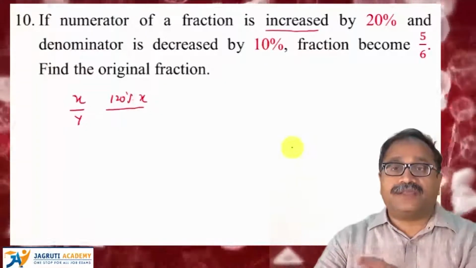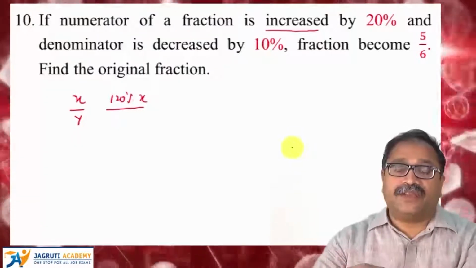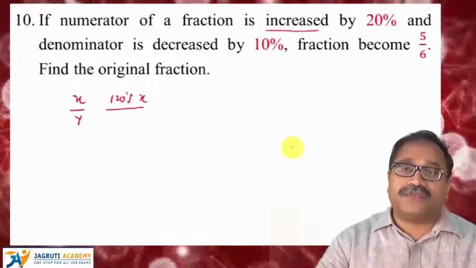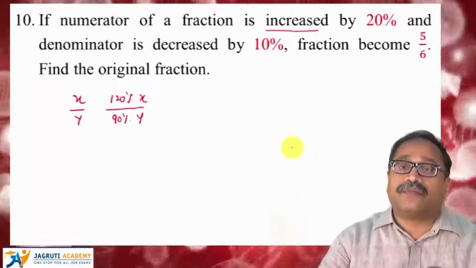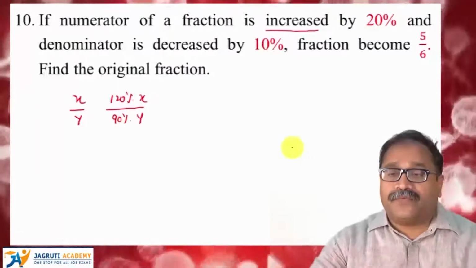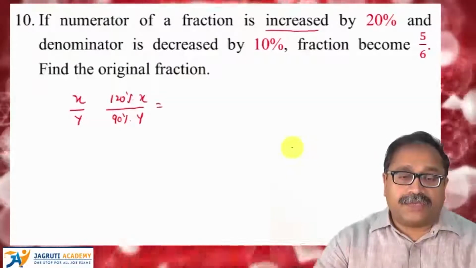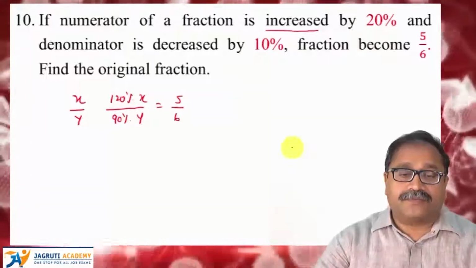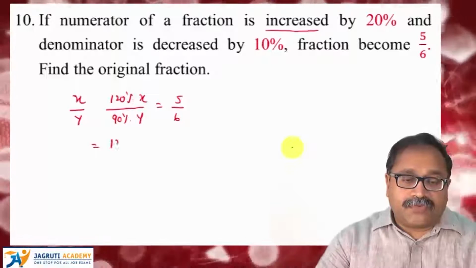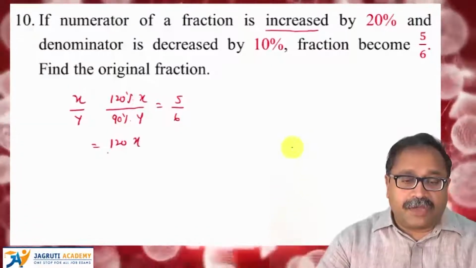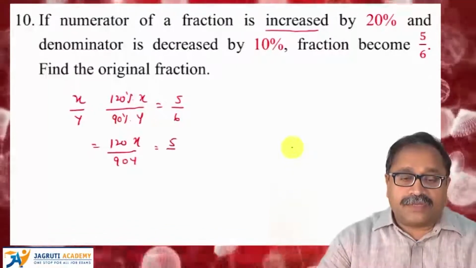So if a number decreases by 10%, 100 minus 10, it becomes 90%. So I will take 90% of the denominator, which is y. So 90% of y, and it becomes 5 by 6. Okay, so write down this as 5 by 6. Now in other words, this is nothing but 120x by 90y is equal to 5 by 6.